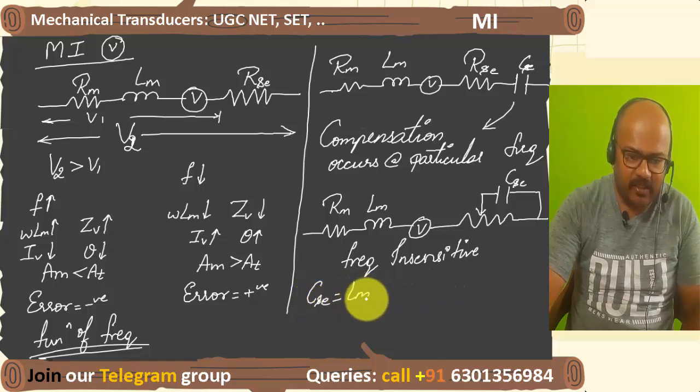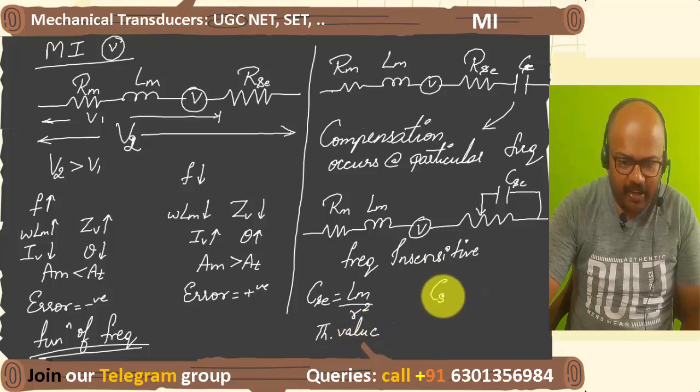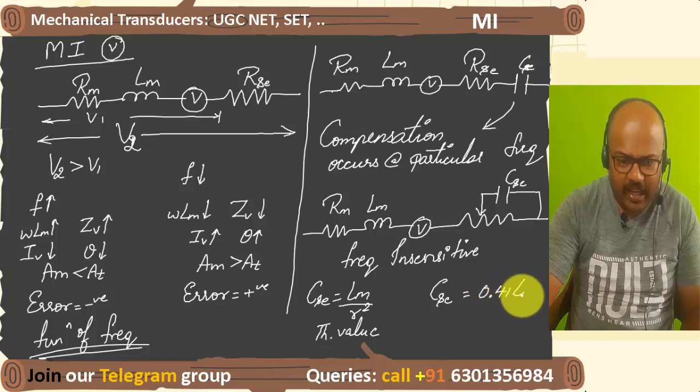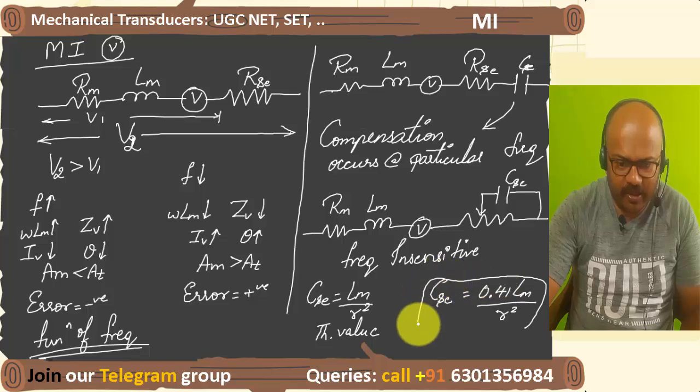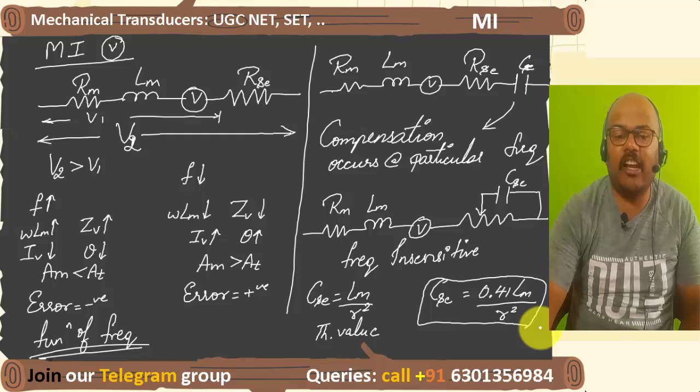Now, what is the value of this capacitance? Lm by R square. This is based on the theoretical value. But the practical value is how much? 0.41 Lm divided by R square. So this is very, very important. This is the value of the capacitance.